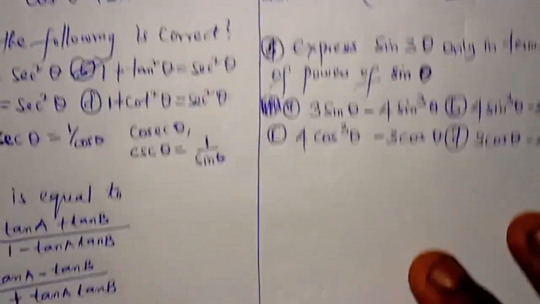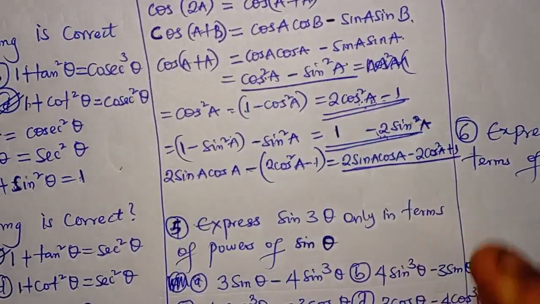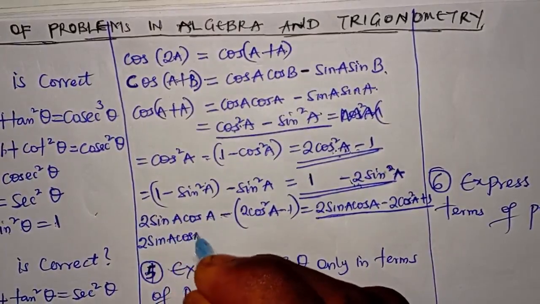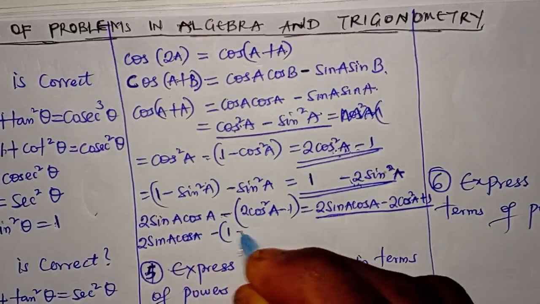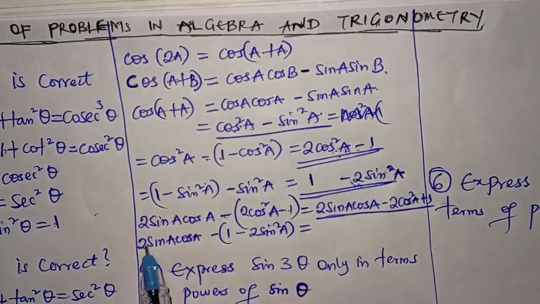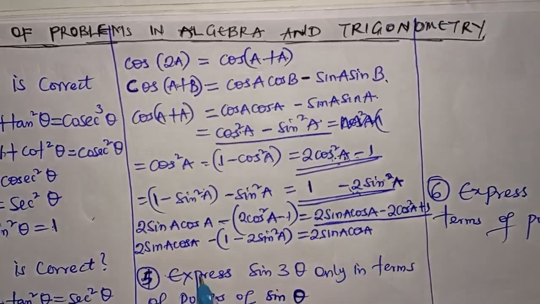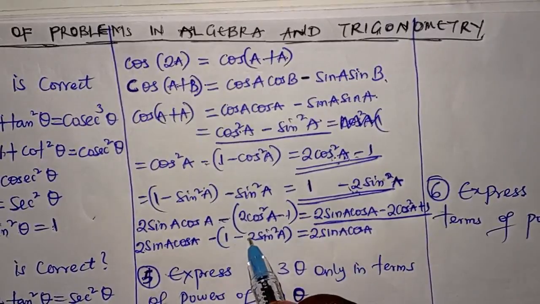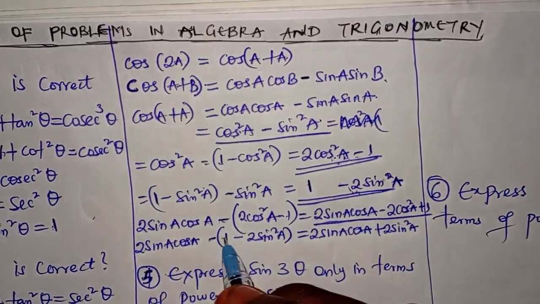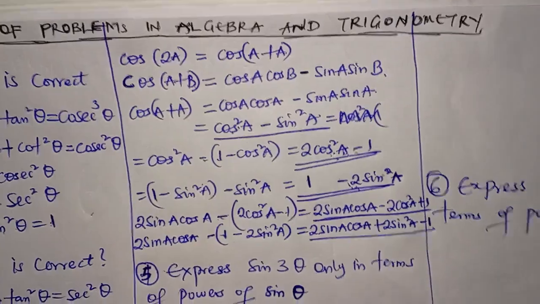Or instead of this cos 2A, I can use 1 minus 2 sine squared A. I'll be writing 2 sine A cos A minus (1 minus 2 sine squared A). So I will get 2 sine A cos A, then the minus will multiply this to give me plus 2 sine squared A, then minus 1. So let us see which of the options is correct.